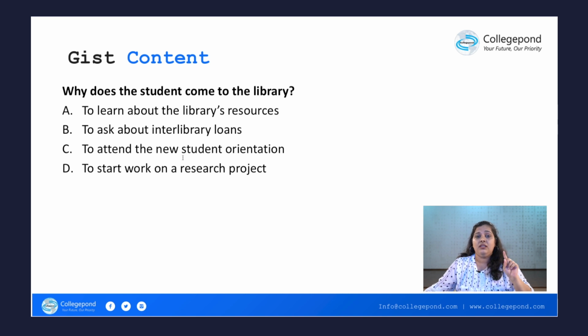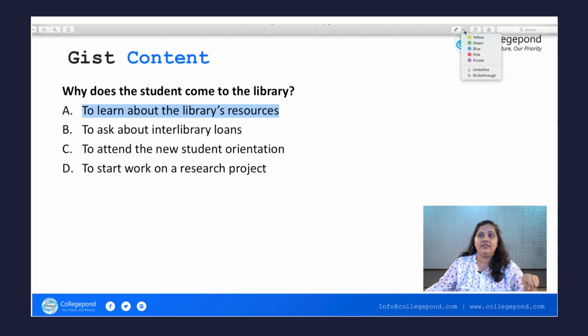Now mind you, the librarian and the student discussed all of these. They talked about loans, they talked about the orientation. In fact, the whole point of visiting the library was because he missed the orientation, right? He also talked about working on research projects, but that was not the purpose, right? That was not why he came to the library. So those are not answering the question. The only answer that I can see here is to learn about the library's resources, which kind of encompasses his whole purpose for coming there, right? So this here is the correct answer.